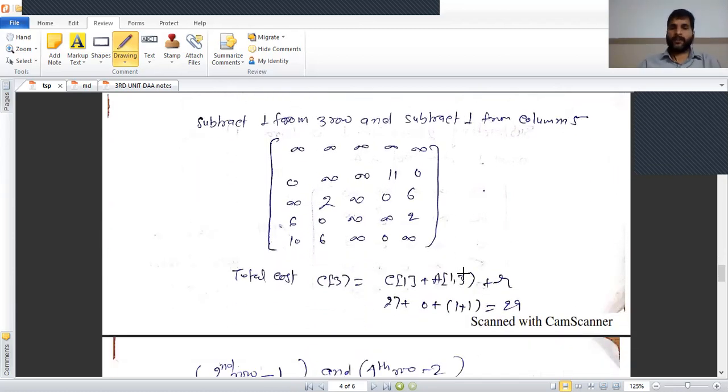Now calculate the total cost of this matrix. C3 equals the actual cost A(1,3) plus R, plus C1, which is equal to 27. We have already calculated the cost of the reduced matrix, and the value of A(1,3) in the matrix is 0. Here we use 1 plus 1 because we subtract 1 from the row and 1 from the column to make each row and column contain 0. So we find the cost of 1 to 3 equal to 29.